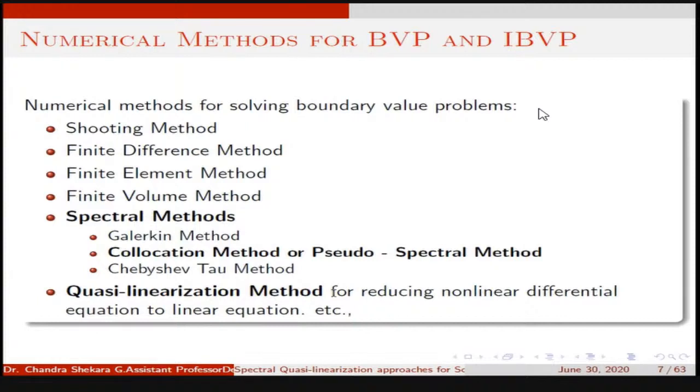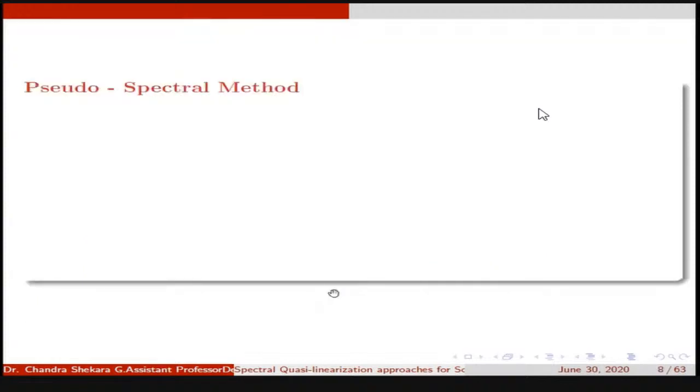Now let us start with today's topic. It is the spectral quasilinearization method or pseudo spectral method. The pseudo spectral method can be applied to linear differential equations by following the steps I mentioned here. So the steps involved in pseudo spectral method for solving a linear differential equation are as follows.